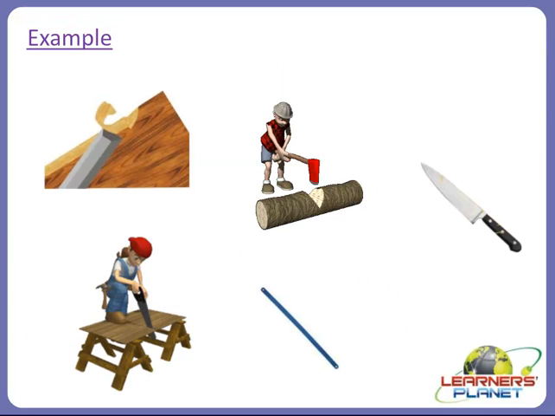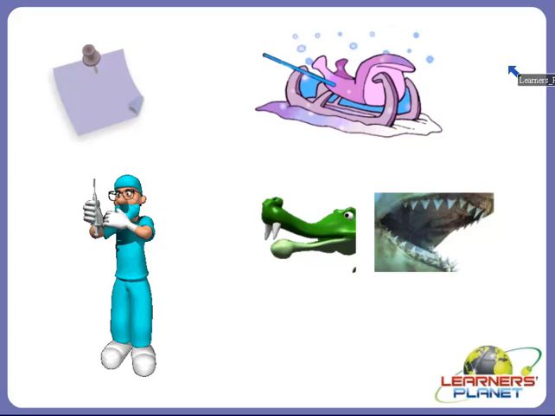So let us see some examples and learn more about wedges. This is a picture of a chisel. This is a picture of an iron wedge, or we can also say a sledgehammer. Then this is a picture of a knife, which looks like a wedge. This is a hacksaw blade, right? So all these are examples of wedges.